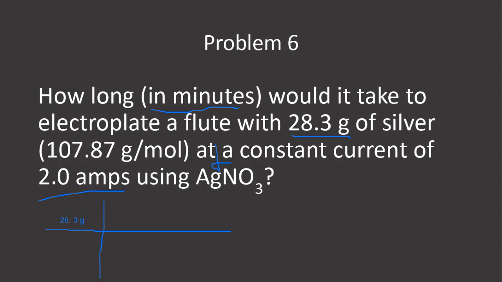Anyways, so we're going to start with 28.3 grams. And we're going to use the molar mass to get it to moles: 107.87 grams per 1 mole. Then, after we get to moles of silver, so I'm going to label moles of silver, we can go to moles of electrons. For every 1 mole of silver, we get 1 mole of electrons.